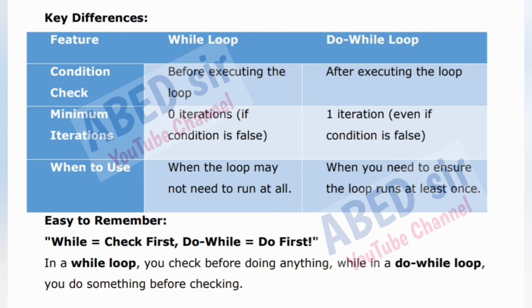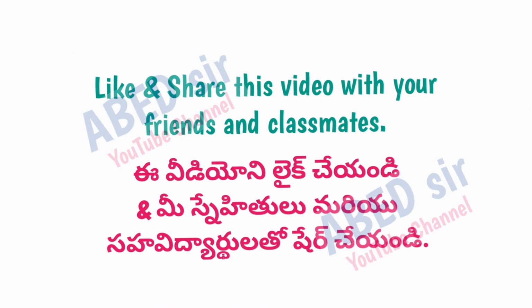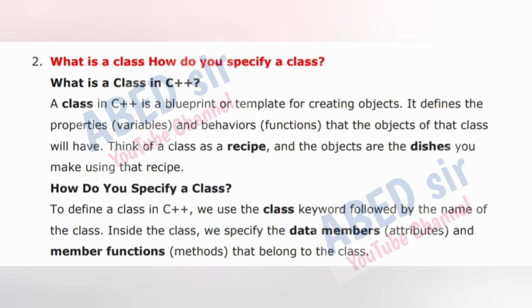Easy to remember. While is equal to check first, do while is equal to do first. In a while loop, you check before doing anything, while in a do while loop, you do something before checking. Next important long question is: 2. What is a class? How do you specify a class?